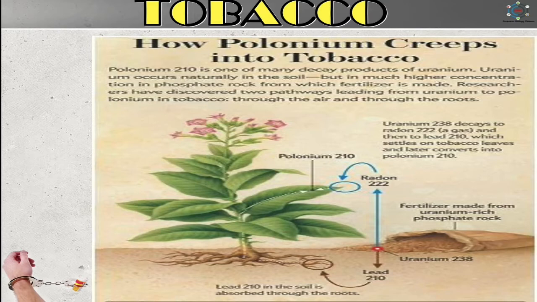Polonium 210 is one of many decay products of uranium. Uranium occurs naturally in the soil but in much higher concentration in phosphate rocks from which fertilizer is made. Researchers have discovered two pathways leading from uranium to polonium in tobacco, through the air and through the roots. So, this is how polonium creeps into tobacco.